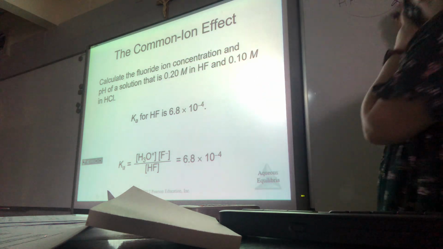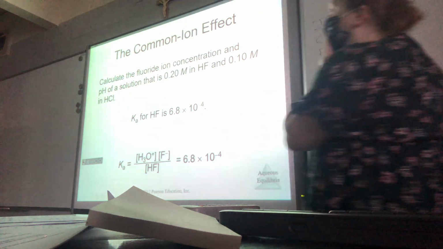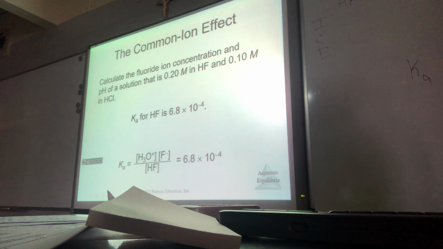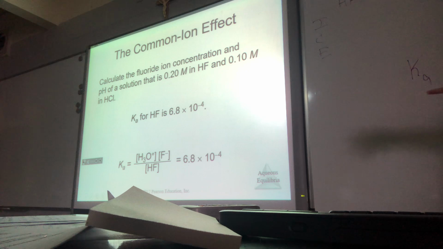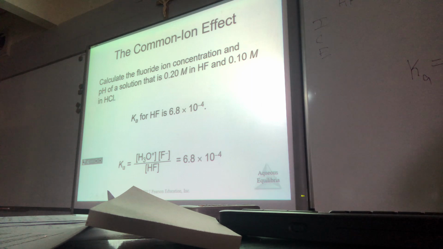We are told, in this particular case, what we start with. We're given a Ka. Anytime you see a Ka, a Kb, a K anything, the first thing you should be hoping to be able to write is an expression, like the one you see at the bottom here. We were given what that Ka is equal to. Remember, it's always products over reactants.